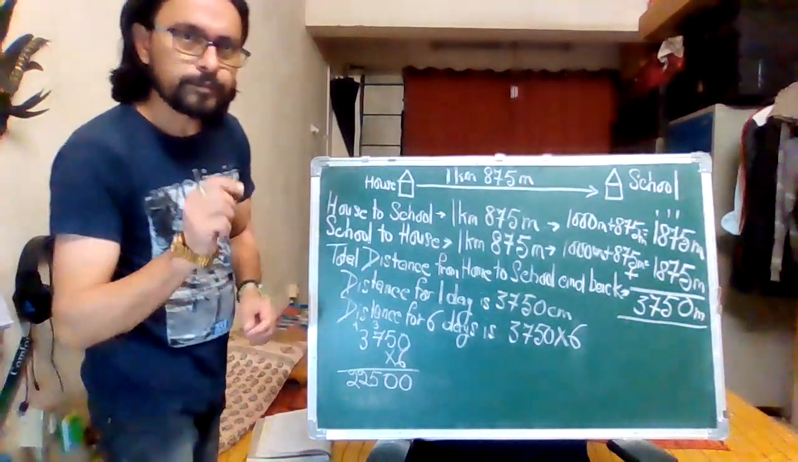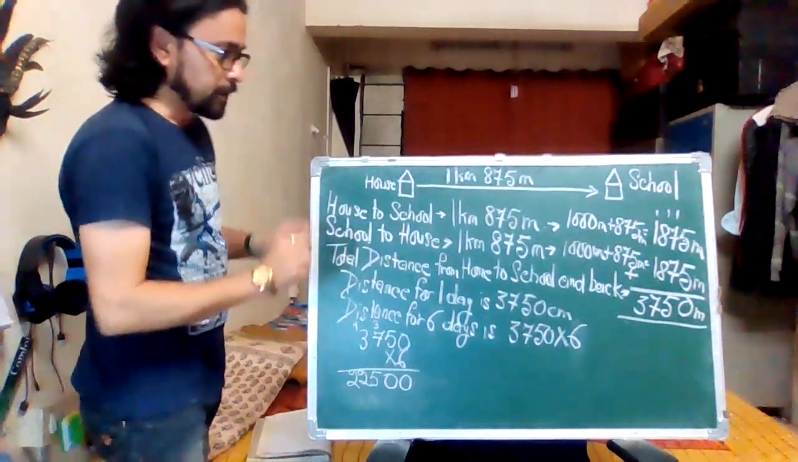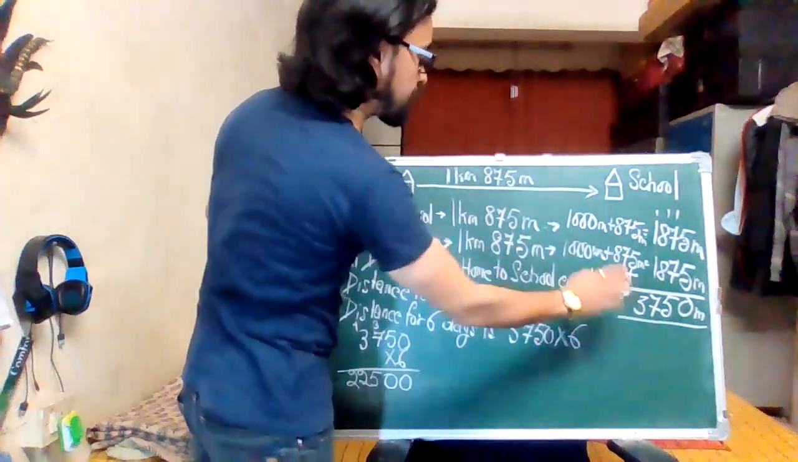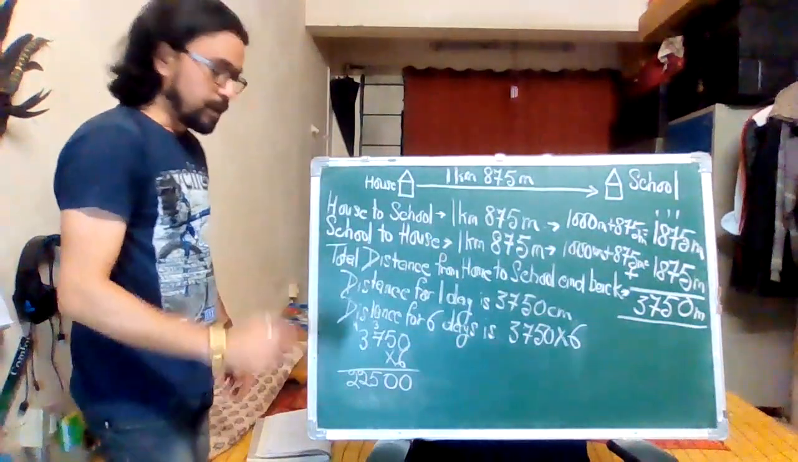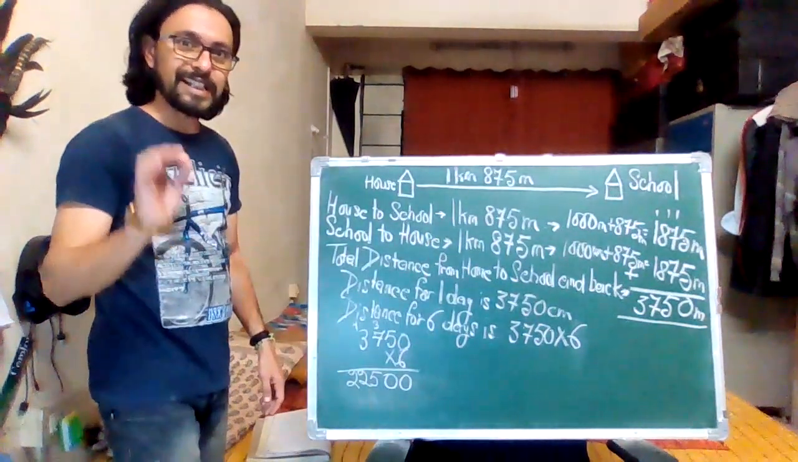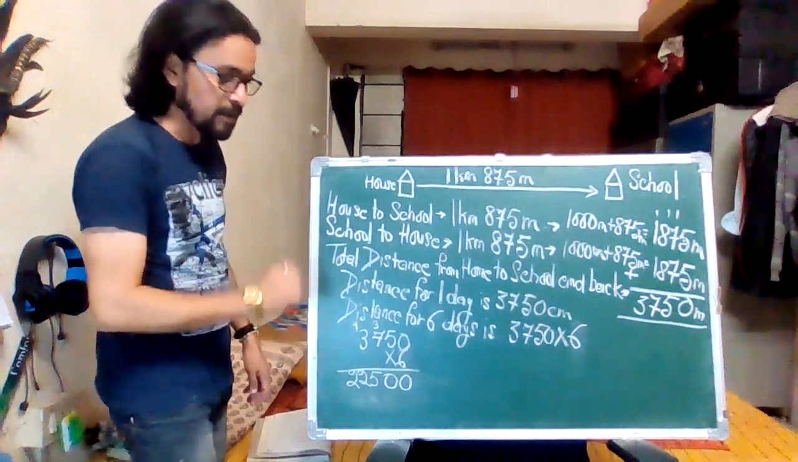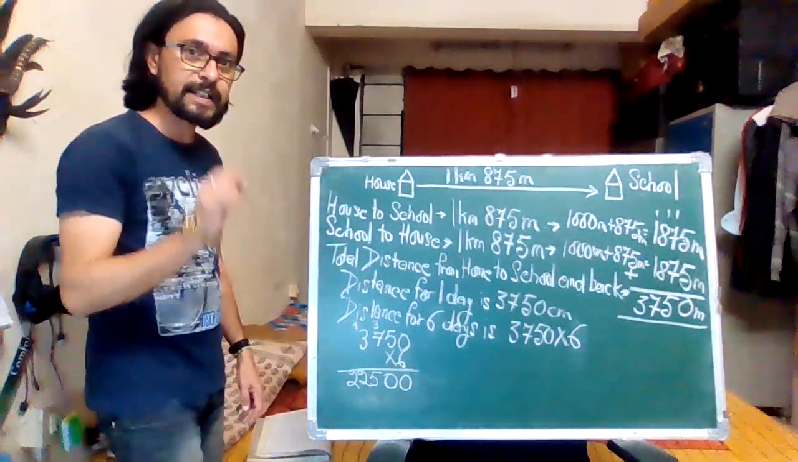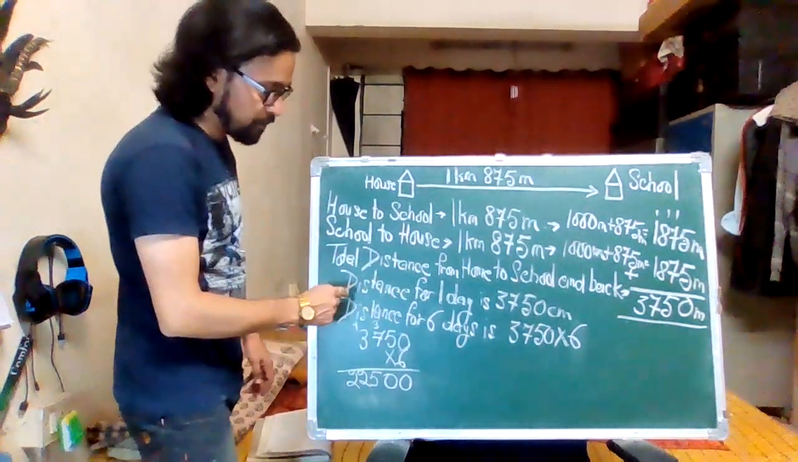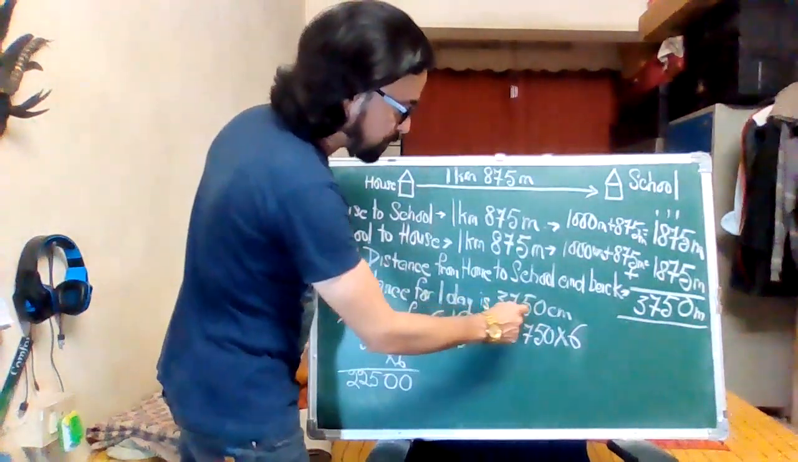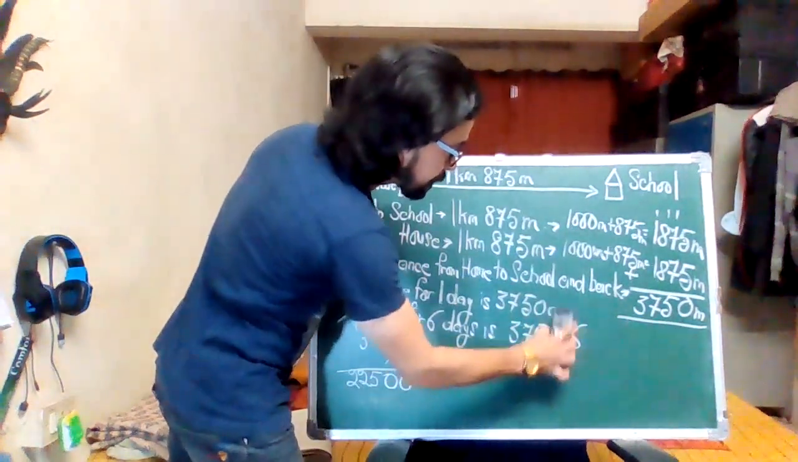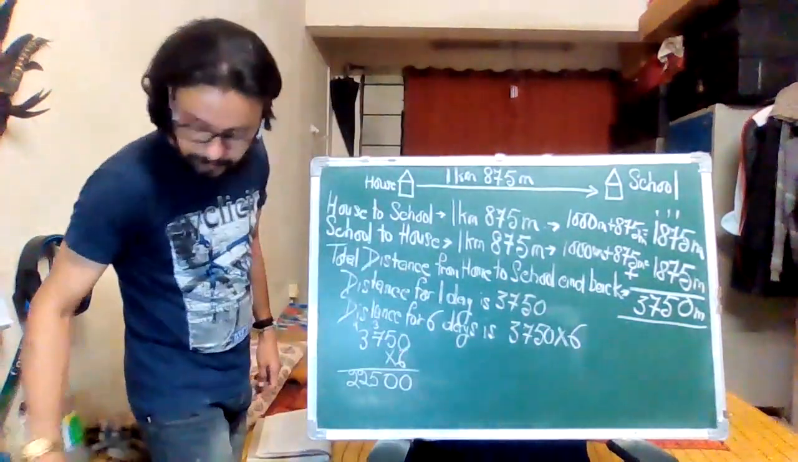So here we see that we've taken out the total distance covered by her in one day. The number out there was not 8. I misread it from the textbook. It's not 8, it's 6 days. They've asked us the distance covered by her in 6 days. Total distance covered by her in 6 days. So my next statement will be distance for one day is 3,750 meters. This will be meters.